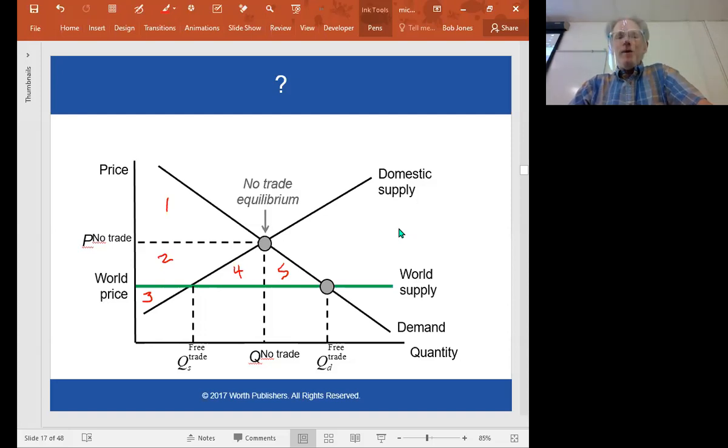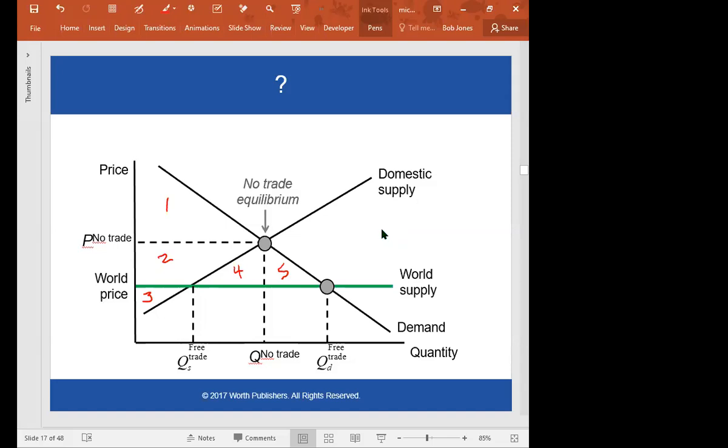Okay. What areas would be included in consumer surplus? 2, 4, and 5. Okay. Is that the answer that someone's given? Is that the total consumer surplus? No. No, why not? Because area 1 has to be factored in too, because it's above the supply price, and that's the consumer surplus.